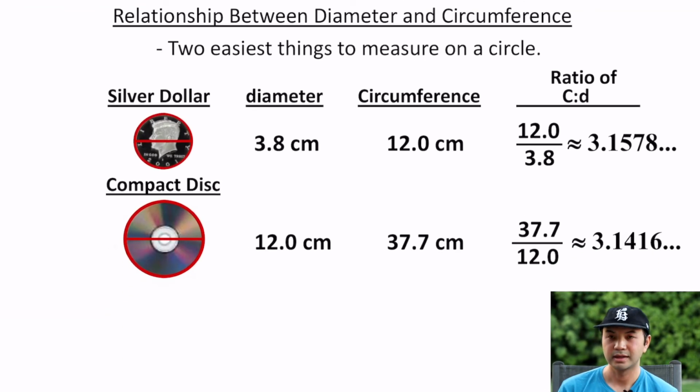Let's look at a compact disc. Probably don't see many of those. Probably I see more LPs than compact discs now, maybe even more than Blu-rays, just because I like them. But if you take a tape measure, the diameter here is 12 centimeters, and the circumference is 37.7 centimeters. And if I took the ratio, dividing circumference by the diameter, I get 3.146.